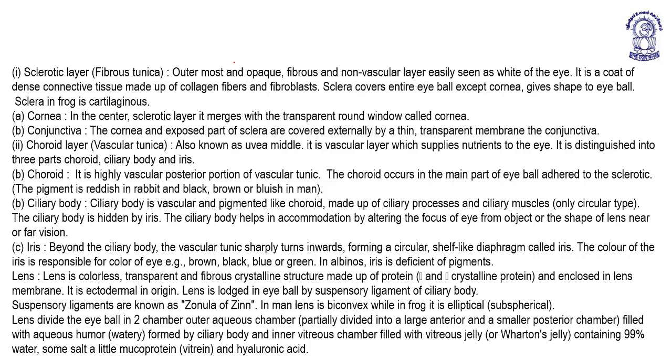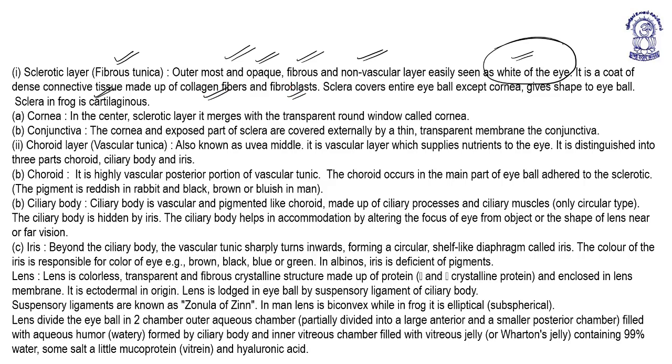Now comes the different layers. The first layer is the sclerotic layer or the fibrous tunica. The fibrous tunica is further divided into sclera and cornea. It is the outermost and opaque layer. It is fibrous and non-vascular, easily seen as the white part of the eye. It is mainly made up of dense connective tissue, which consists of collagen fibers and fibroblasts.